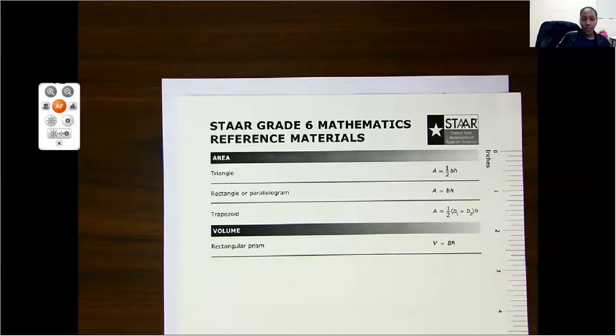Your formula chart should be handy. Remember, I posted that in your folder. If you had a printer, hopefully you printed it so you can have it side by side. If not, have another window open so you can refer to the formula.